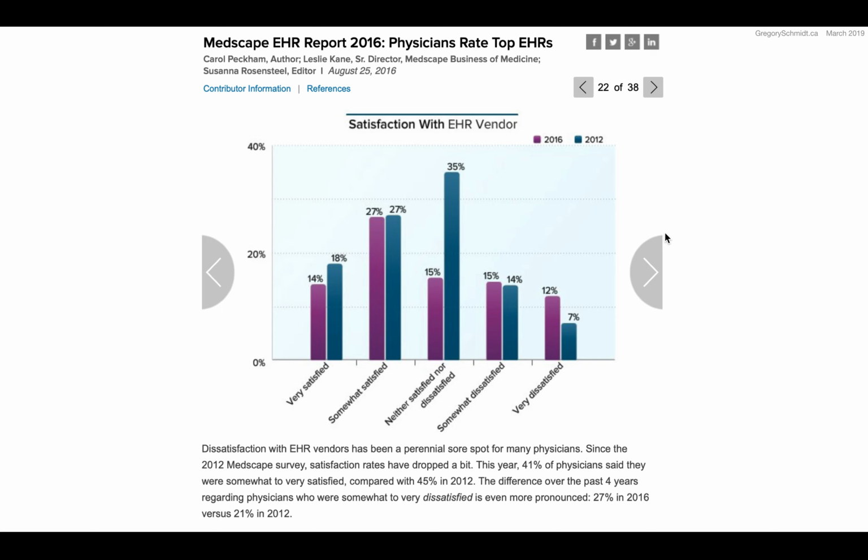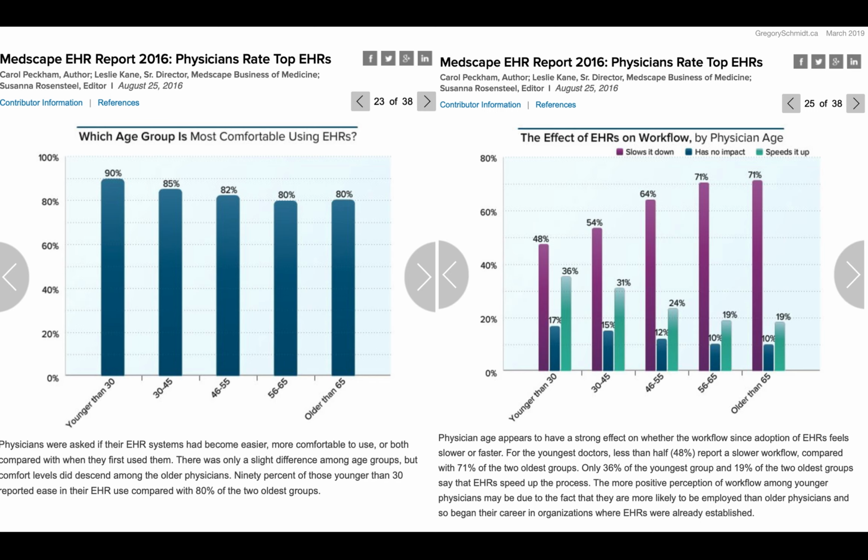Satisfaction with EHR vendor is surprisingly neutral to low at best. And when you ask people, regardless of what their age is, whether they're comfortable using an EHR, all groups remarkably respond approximately the same. And when you look at the effect of the EHR on the workflow broken down by the age of the physician, you see that all physicians, regardless of age, agree that it has slowed down their workflow. With the most prominent being, of course, with 71% of elderly physicians agreeing most prominently with these statements.